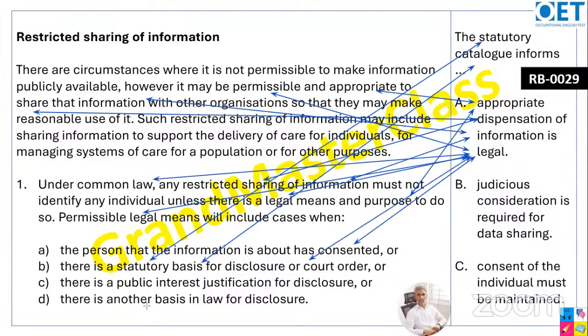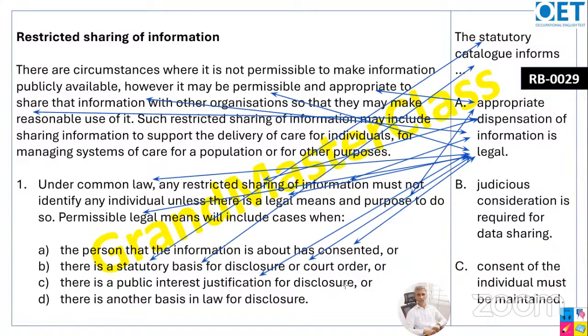Public interest justification for this. Justice means legal. Public interest justification. Otherwise, it will harm the people. So public interest justification, there is a proper reason to support. If it goes to the court also, it is right. The court should say that.